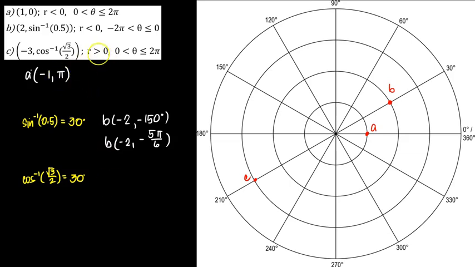Lastly, it says there positive radius and positive angle. So positive radius for C, positive radius is just 3 units. Positive angle, that's 210 degrees. Or if you want that to be in radians, 3, 7 pi over 6. Okay?